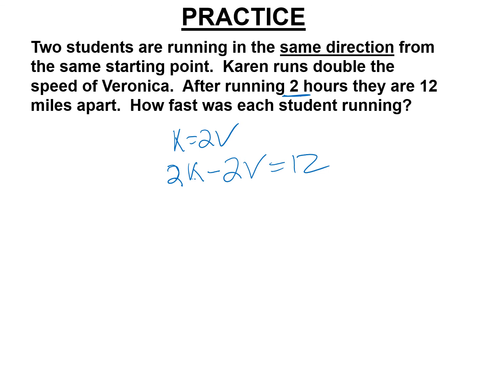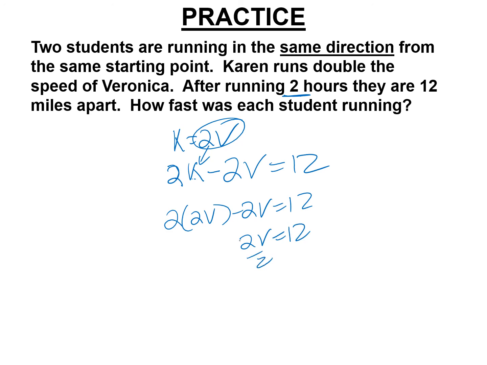Since they're in the same direction, and I underlined it, try to not just sit there and put plus. Okay, so you put there, 2 times 2v minus 2v equals 12. 4v minus 2v is 2v equals 12. Divide by 2. V equals 6 miles per hour for Veronica, and Karen is twice that, or 12 miles per hour. Okay.